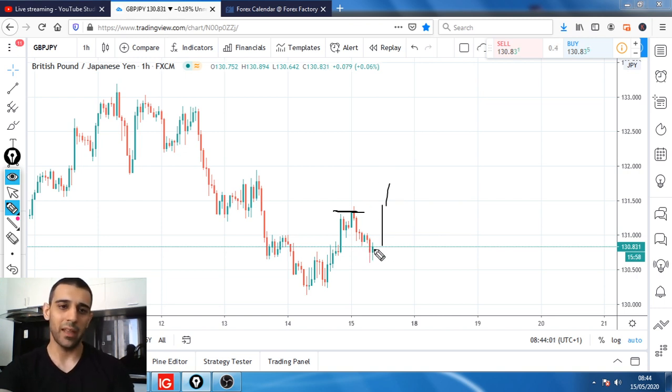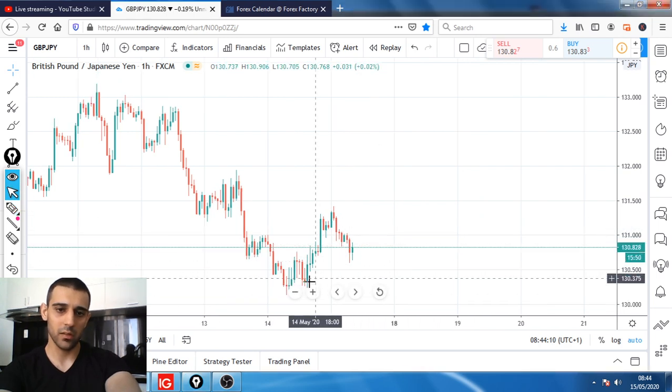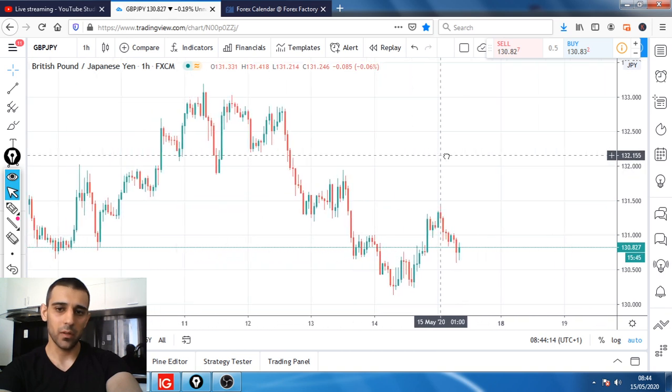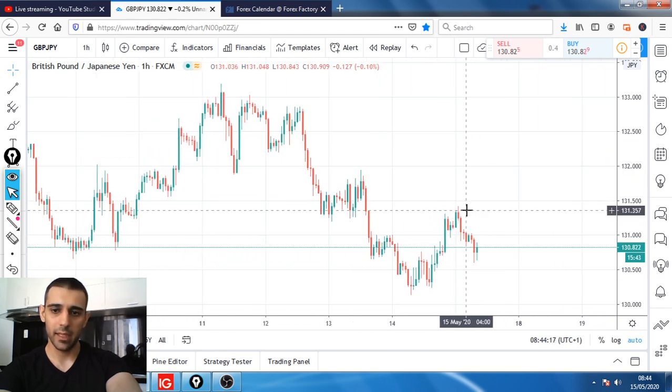I don't see that one happening for today. And as for the short one, it's a different story. The short one has to do a lot more. So yeah, I don't actually see anything on the British pounds against Japanese yen either.